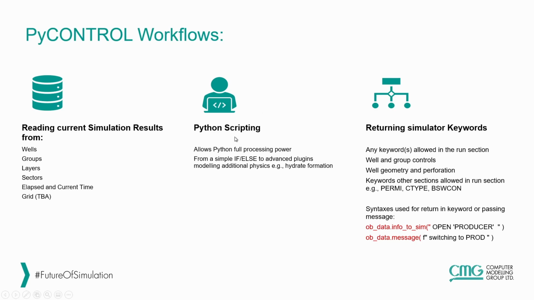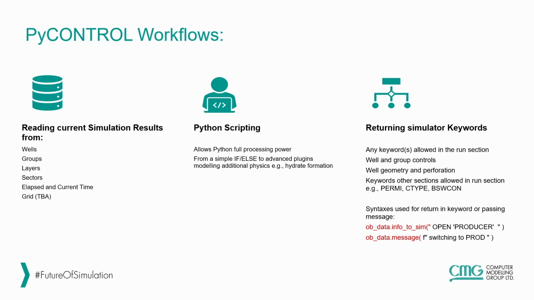In terms of Python scripting, this is really where the user has to focus. Once you've read all the current simulation outputs, the code has to analyze the data. That analysis might be a simple if and else condition, or you might engage more complicated plugins to account for things like hydrate formation, which might not have a fully mechanistic model currently available in CMG.